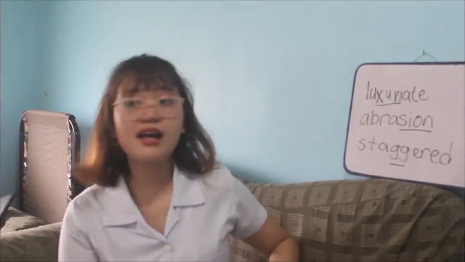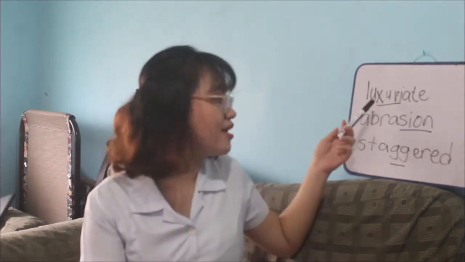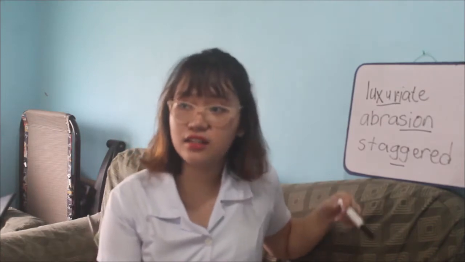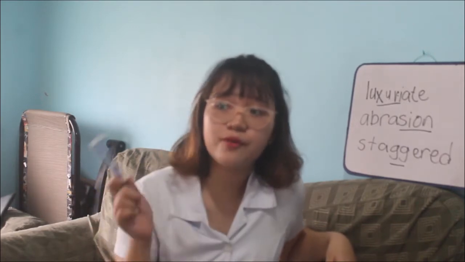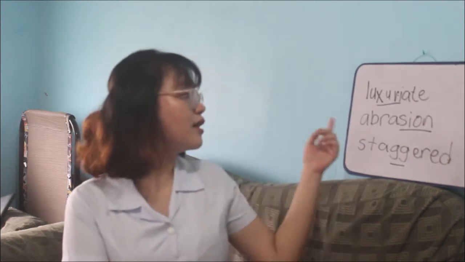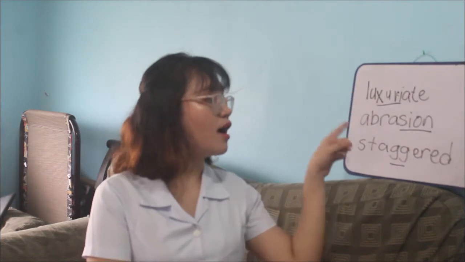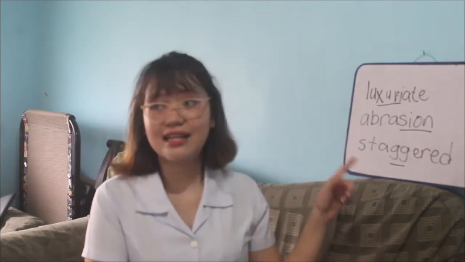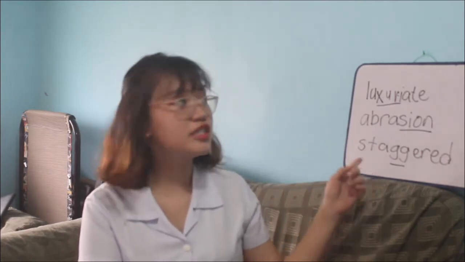So here is my sample for step 4. So you can see, Jian, that I've underlined some letters inside each word. Through these letters, we can associate other words. As we can associate existing words that we know before or we have prior knowledge of. So for luxuriate, I underline the letters X, U, R, I. For abrasion, I underline the letters S, I, O, N. And for staggered, I underline the double G at the middle.